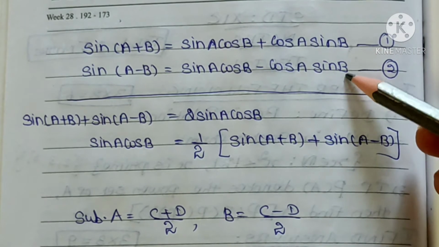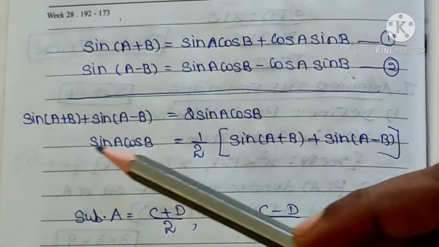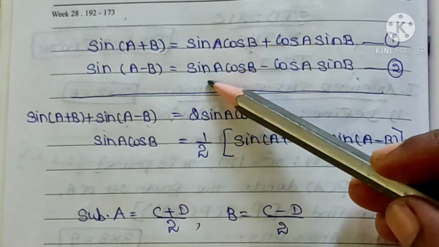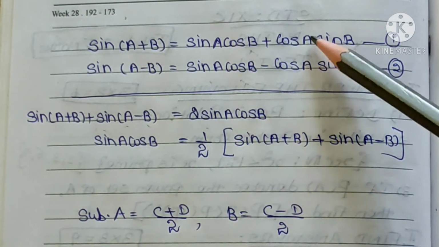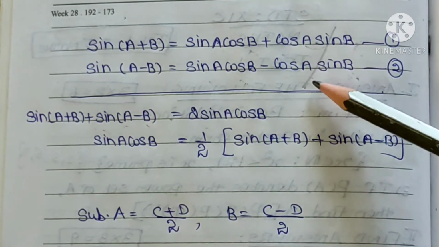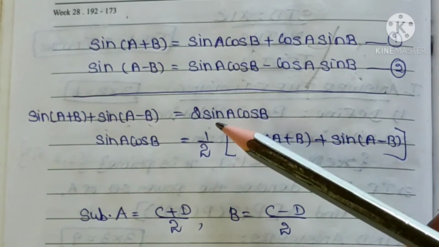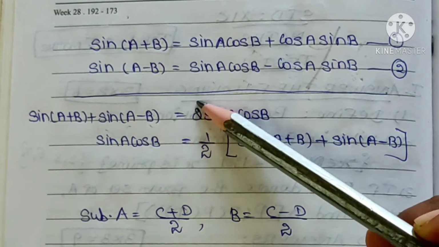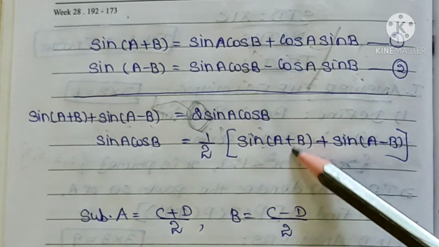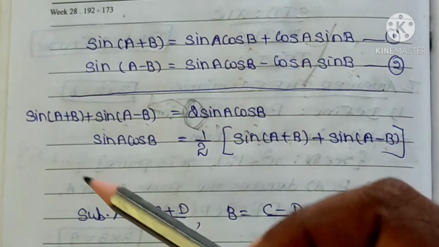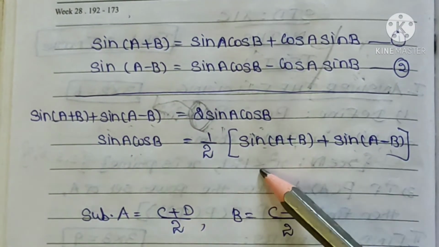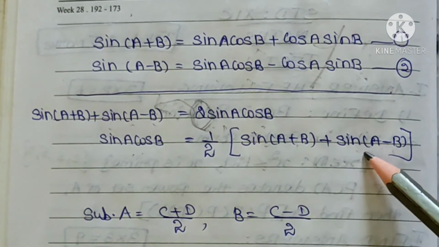We add these two formulas. We get sin A plus B plus sin A minus B is equal to sin A cos B plus sin A cos B, which is 2 times sin A cos B. This one is positive and this is a negative term, so these two terms are cancelled. So we want the sin A cos B value, so we take this 2 to the left side. So 1 by 2 into sin A plus B plus sin A minus B. This is the new formula. Okay. Sin A cos B is 1 by 2 into sin A plus B plus sin A minus B.